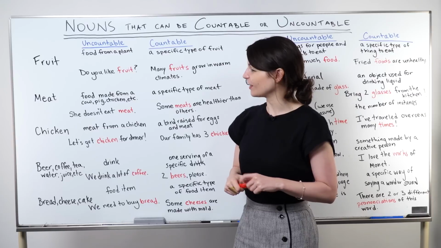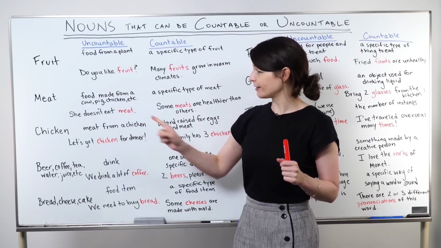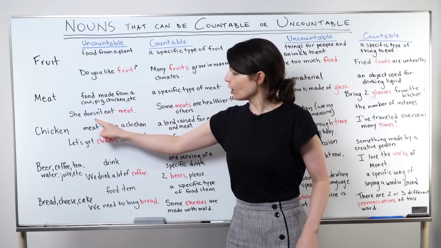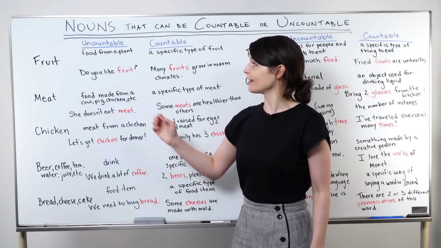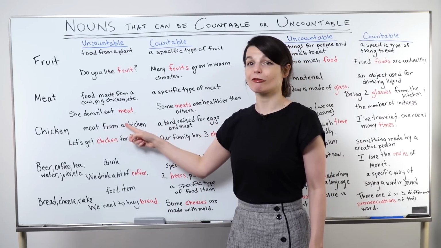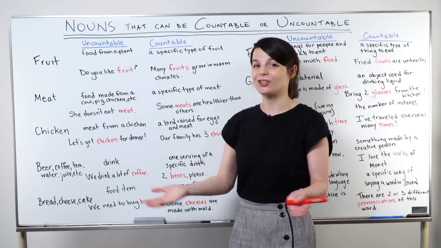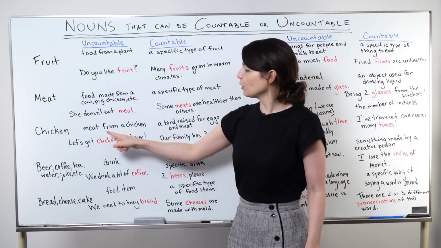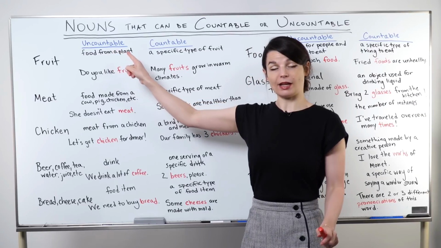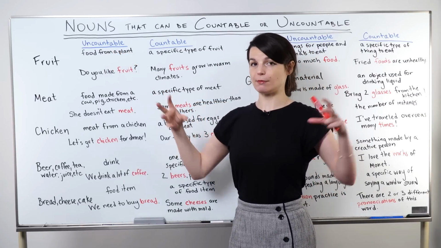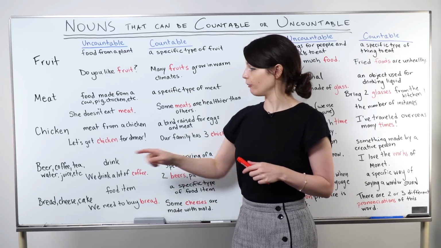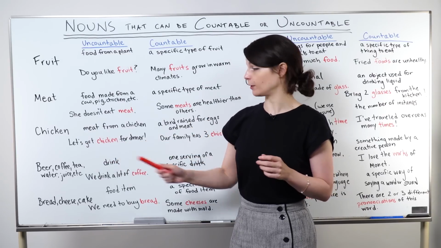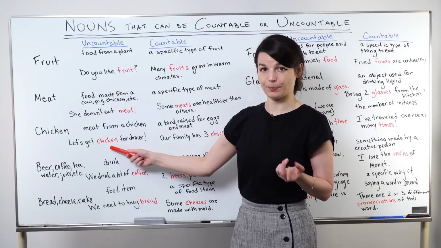Okay, on to the next one. The next one is chicken. Yes, I did mention that chicken is a type of meat, but we also use chicken alone as an uncountable noun. It means meat from a chicken, where a chicken, as we'll talk about in a moment, is a bird. So when we use it as an uncountable noun, we use it to talk about just the meat that comes from the bird. For example, let's get chicken for dinner.